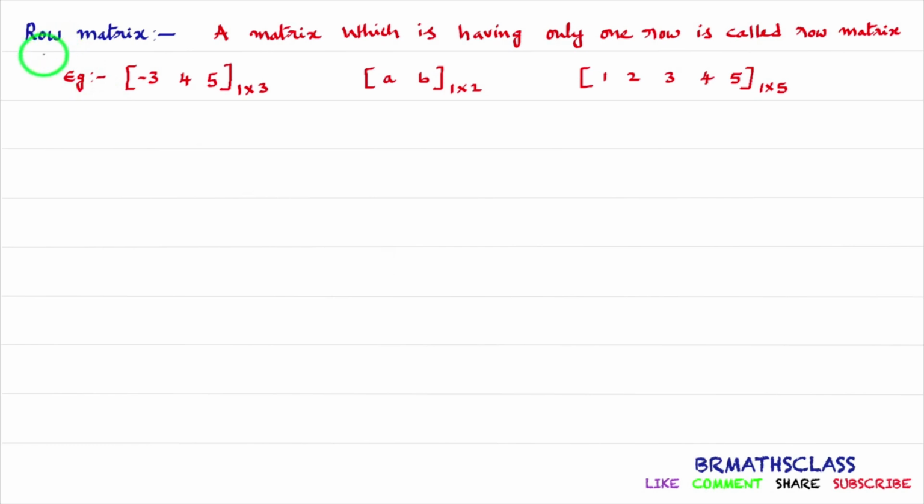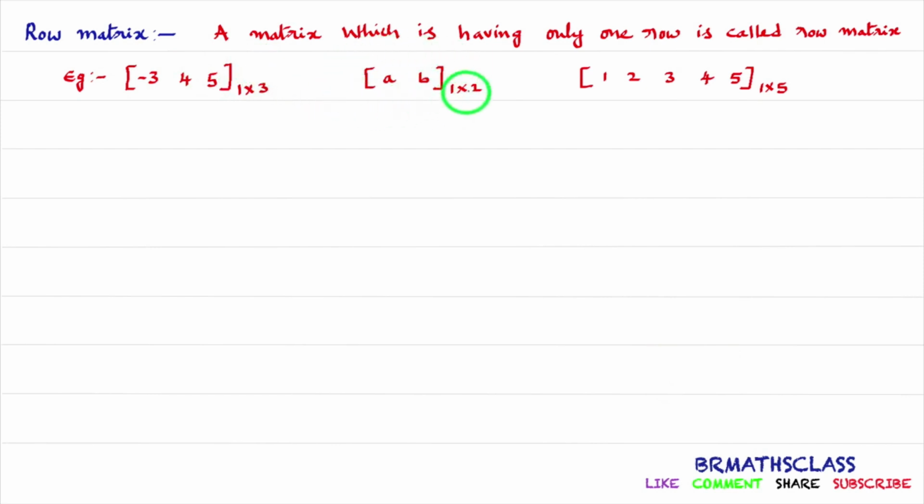First, you see this row matrix. What is row matrix? A matrix which is having only one row is called row matrix. It is an easy definition. You observe this is the example for row matrix. In this matrix, how many rows are there? How many columns are there? 1 row and 3 columns. This is the matrix which is having only one row. That's why this is the example for row matrix.